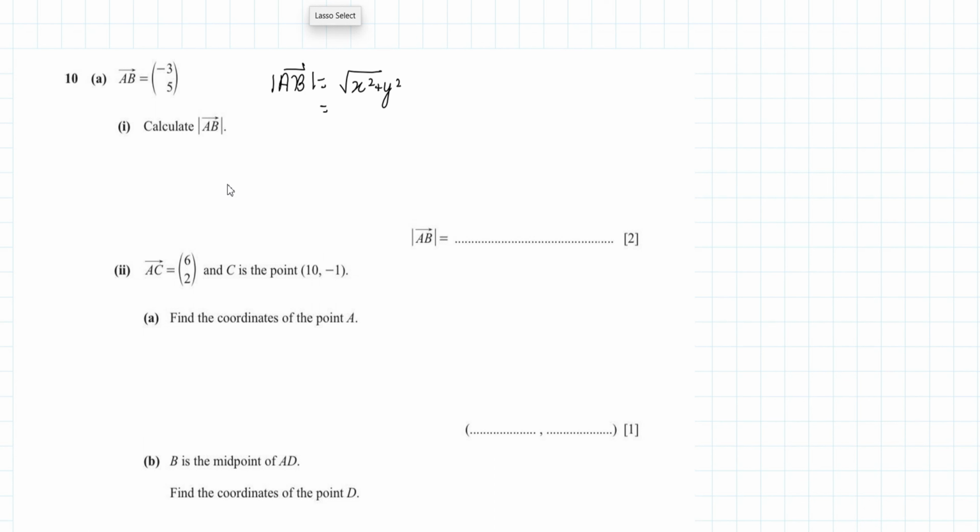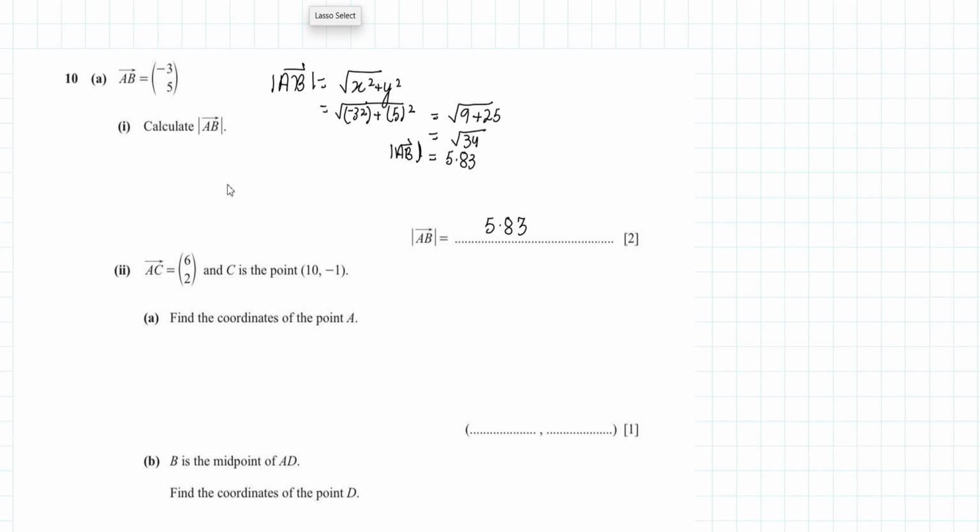You know your x square is what? Minus 3 square, and y square is 5 square. When you add these two, 9 and 25, you will get 34. If you take the root of 34, you will get the magnitude of AB, and that magnitude is 5.83.